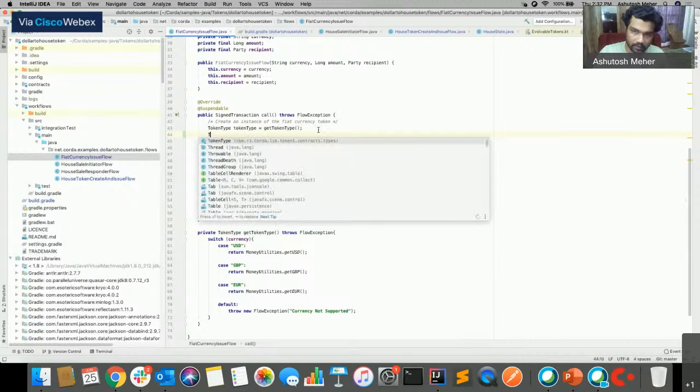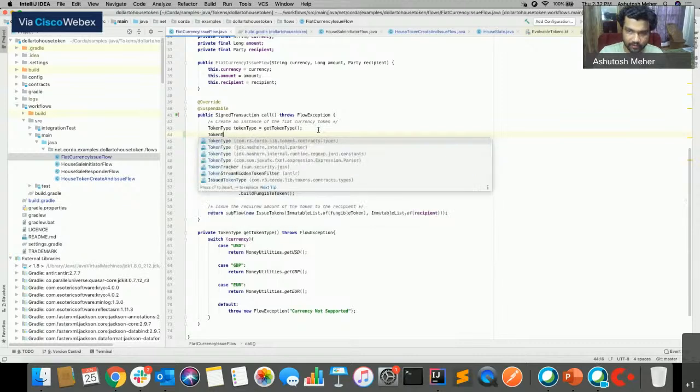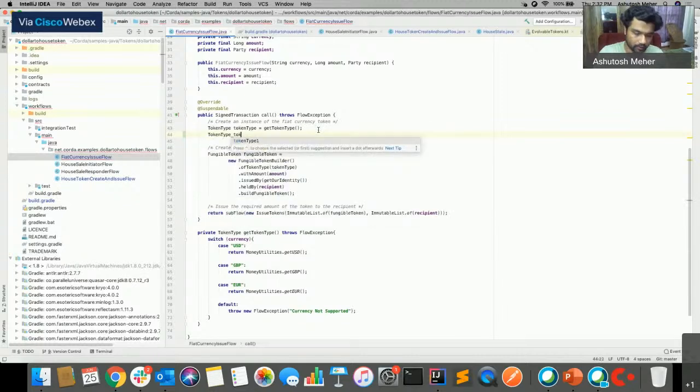So I could say token type equals new token type. And if I want to issue a coin which is named after me, I could say this, and then denomination, how many fractional digits I will allow. So 2. That's how you create your own token types.